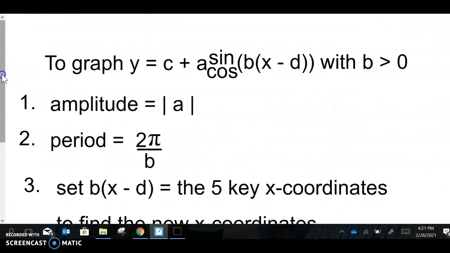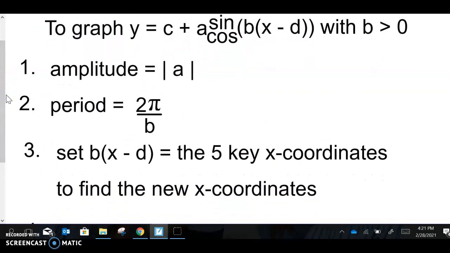To graph any sine or cosine function, that's why I have C plus. We didn't have anything added this time, but some number times either the sine or the cosine, I don't care which, of b times x minus d, where b is greater than or equal to 0. Then this is what happens. The amplitude is the absolute value of a. The period is 2 pi over b. So remember, my b was a 3. It was 3x plus pi. So 2 pi over 3 is the period, and that's what we saw.